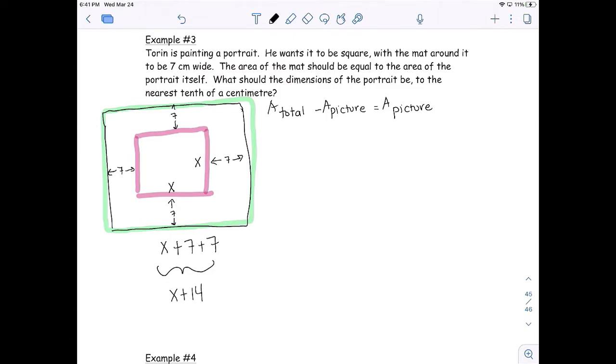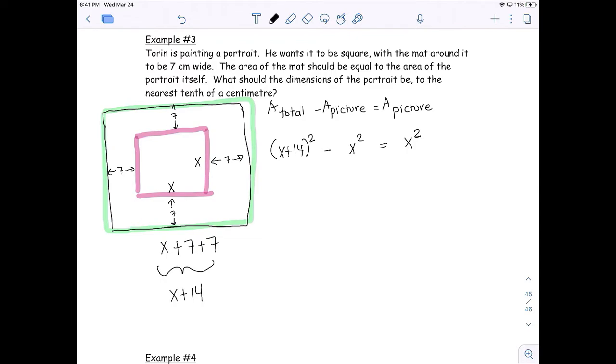Now, since it's a square, both sides are going to be equal, right? So the length is going to be the same as the width in this situation. So we can just write x plus 14 squared instead of writing it twice. That only works if it's a square. Now we have to do the area of the picture. The picture is that pink. So we know that one side's x, the other side's x, x times x is x squared. And the area of the picture is also x squared.